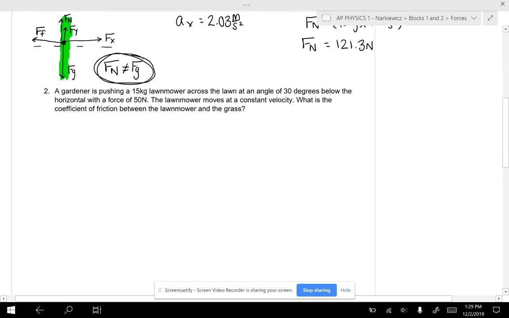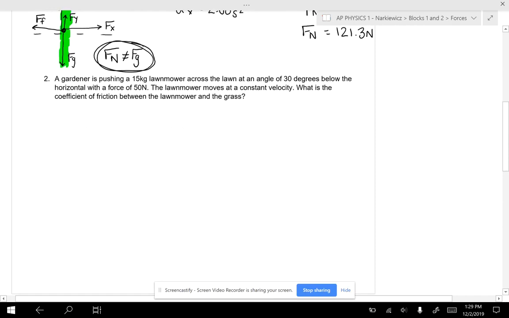Okay. So a gardener is pushing a 15-kilogram lawnmower across the lawn at an angle of 30 degrees below the horizontal with a force of 50 newtons. The lawnmower moves at a constant velocity. Love that phrase. What is the coefficient of friction between the lawnmower and the grass? So remember that coefficient of friction is that fancy looking U or M. It's kind of like an M and a mu, Greek letter mu.